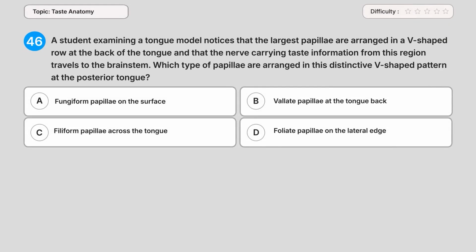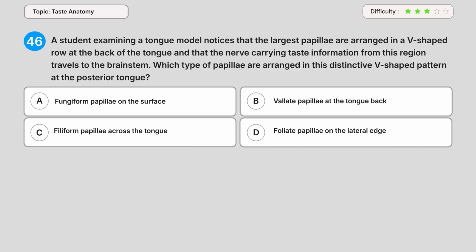46. A student examining a tongue model notices that the largest papillae are arranged in a V-shaped row at the back of the tongue, and that the nerve carrying taste information from this region travels to the brainstem. Which type of papillae are arranged in this distinctive V-shaped pattern at the posterior tongue?